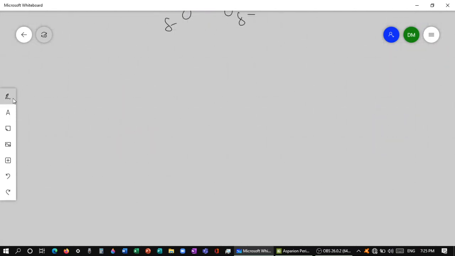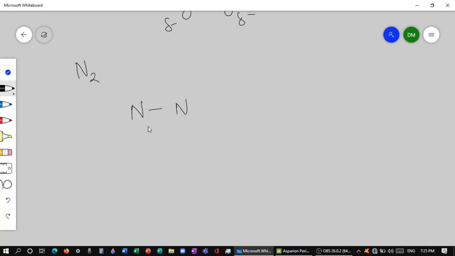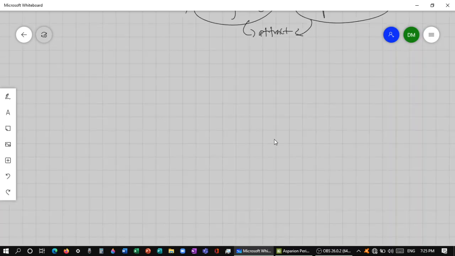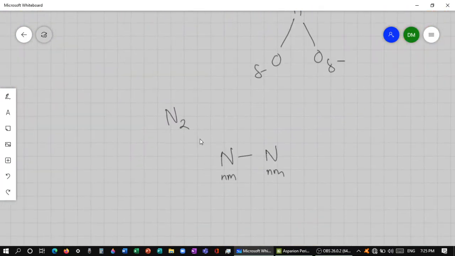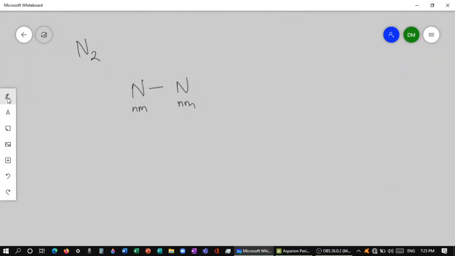Let's go to the last type of intermolecular force. Let's observe N2. This one is a covalent compound because both are nonmetals. Then if you look on the table of elements, nitrogen, the electronegativity is 3.0. That's 3.0, 3.0. Here, it's equal sharing. So in this case, it's a non-polar molecule. So there's no formation of a partially negative side. So here, the molecule has no charge. It's just this one, N2.